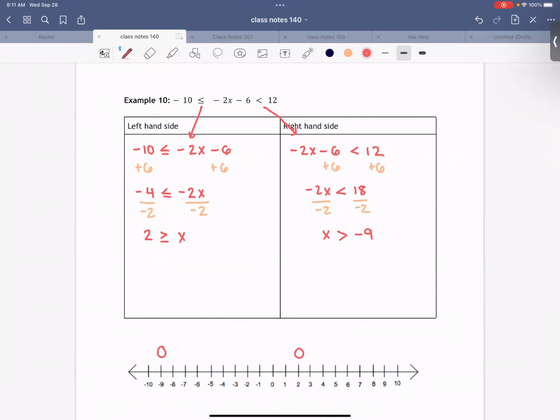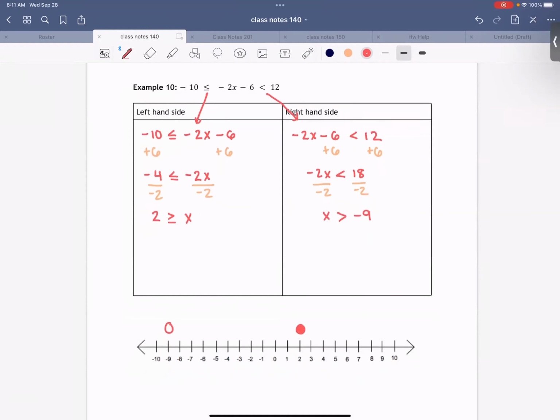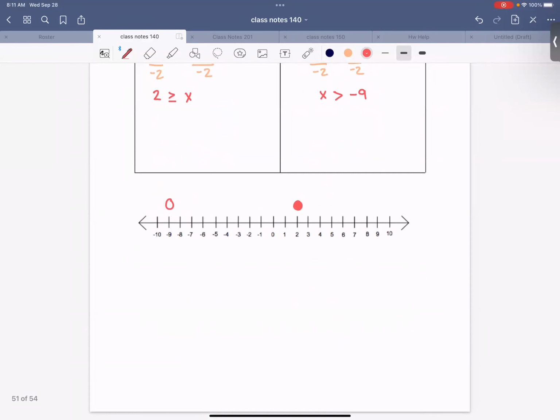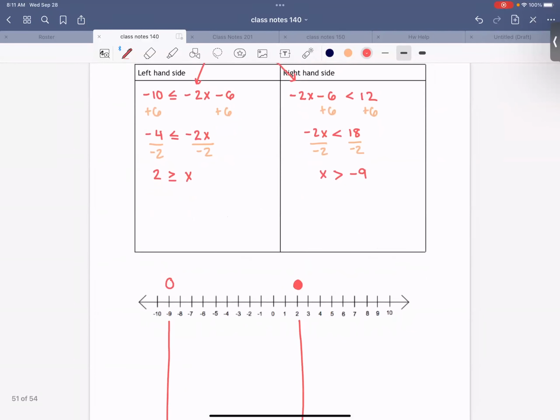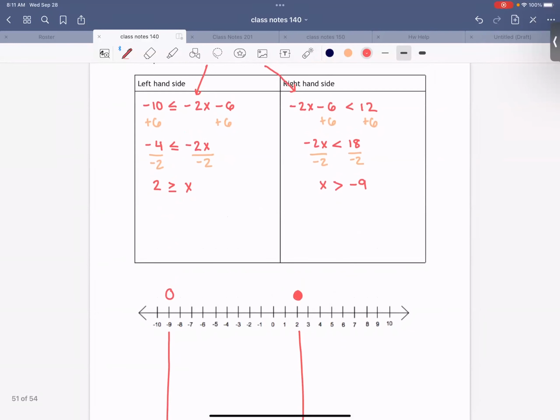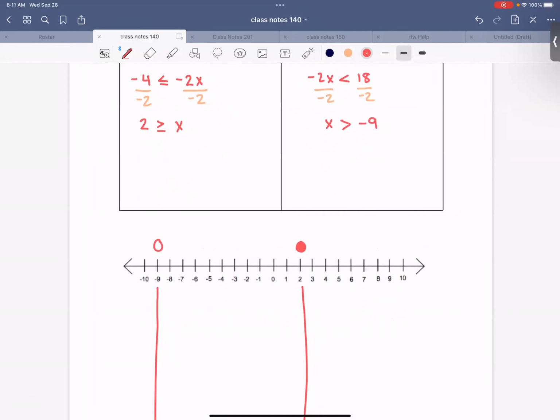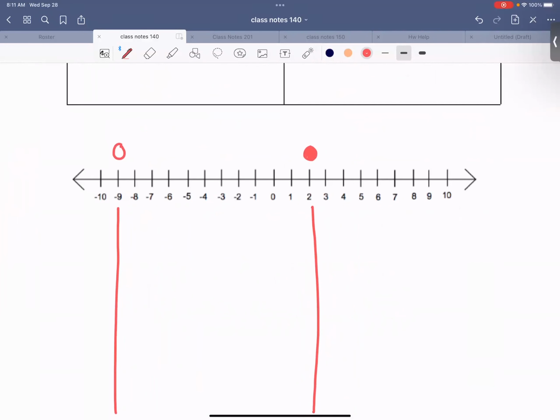Which one am I filling in? 2, good. Now if you can read these signs and figure out where the arrow goes, that is perfect with me. What I like to do is split this into 3 sections and check to see if each section gets an arrow or not. So what I mean by that is let me take a number less than negative 9.